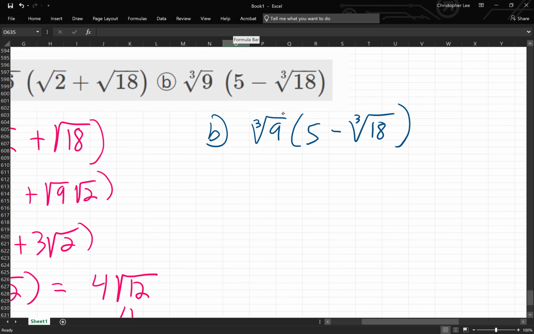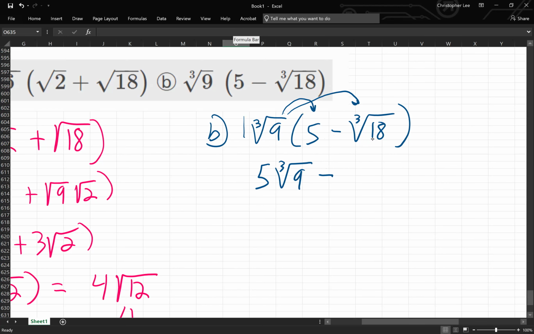So watch what I'm gonna do here. Just distribute. Cube root of 9 times 5 becomes 5 cube root of 9. Remember, numbers with numbers, radicals are radicals. There's a 1 here, so 1 times 5 is 5, 5 cube root of 9. And then we're going to distribute again. This is going to be negative.